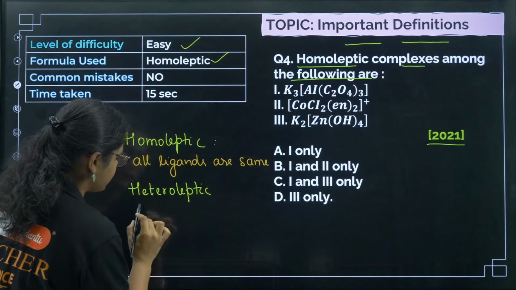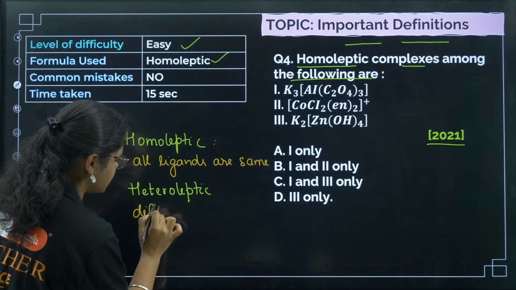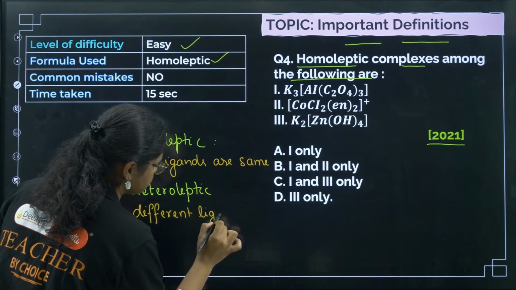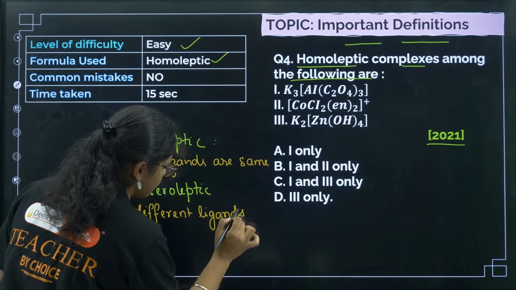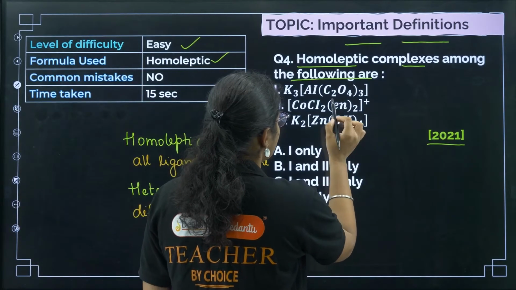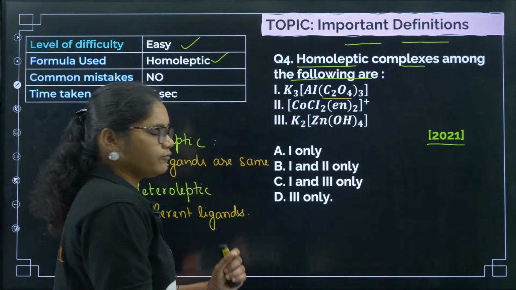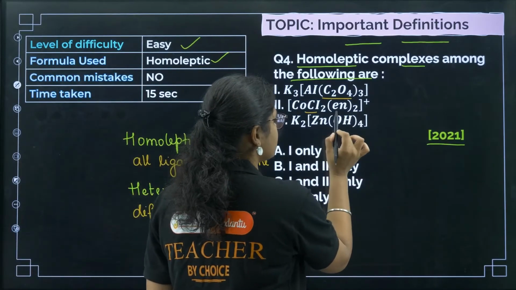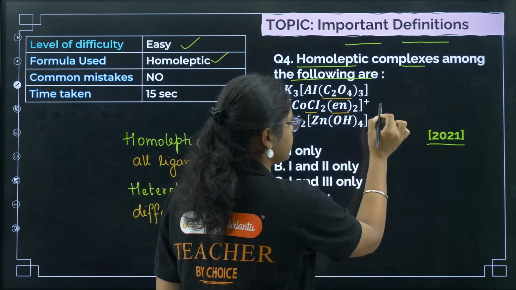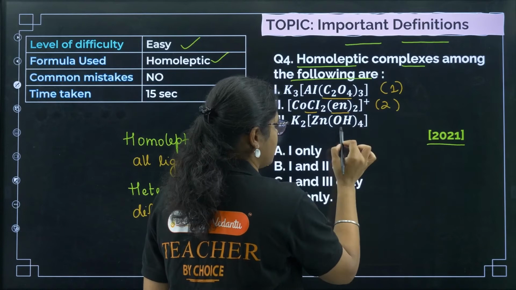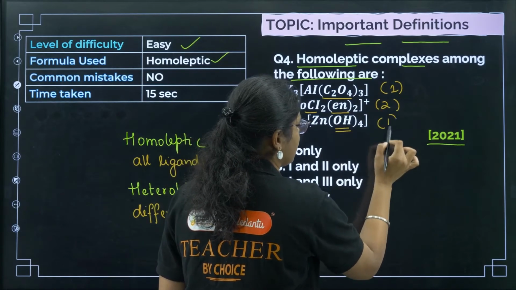Okay, and what is heteroleptic? Different ligands are there. Now if you see here, only C2O4 is the only ligand present. Here you can see chlorine is also present, en is also present. So here types of ligand is 2, here types of ligand is 1, only one type, and here also we have only one type of ligand.